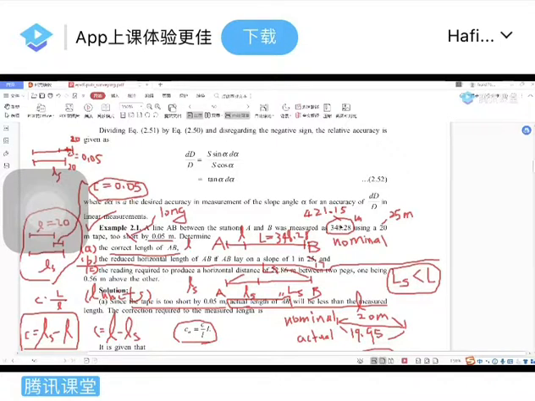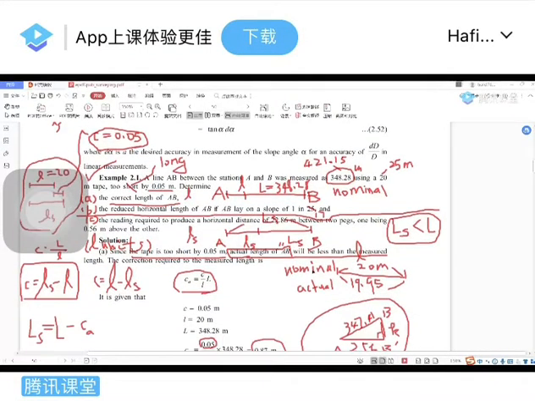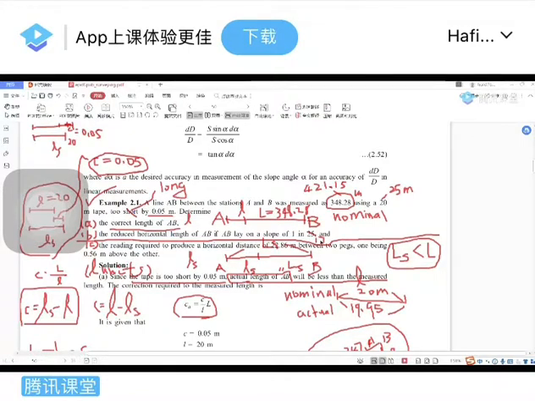Okay, so question again. Now you're going to measure A and B. Use your tape. The distance between A and B is 425.15 meters. Your tape is 25 meters long, but in comparison to the standard tape, your tape is too long by 0.05 meters. Question 1: what's the standardized length of A and B? Question 2: what if the slope of A and B is 1 in 17?